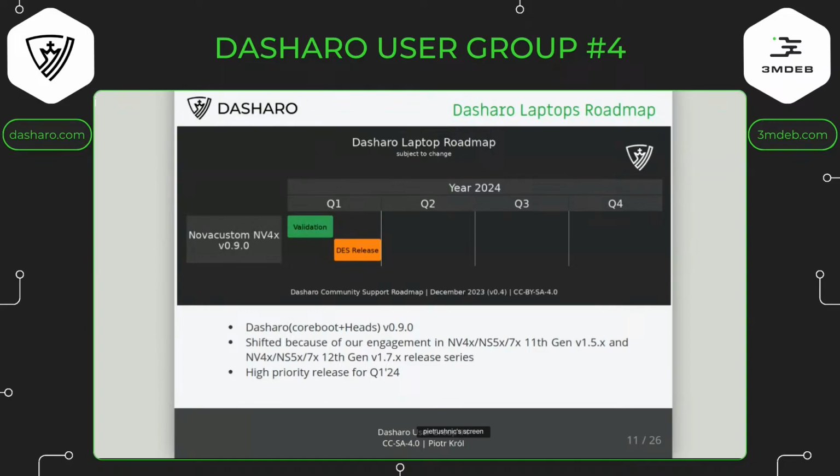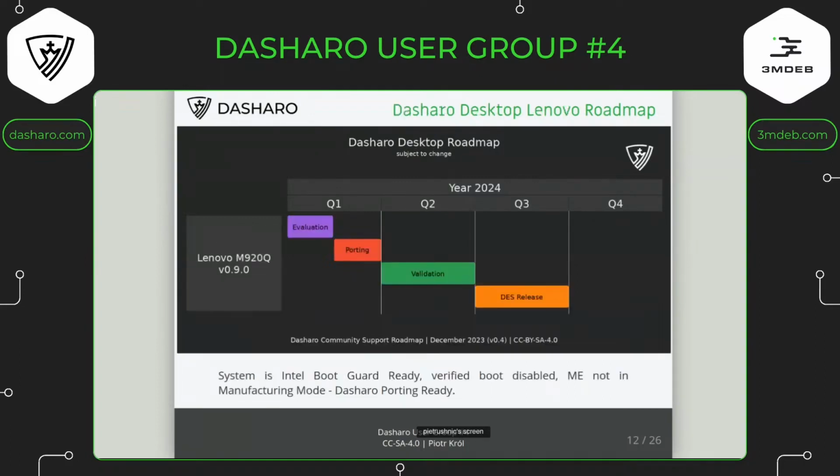But this is a very high priority release for us in Q1. If we're talking about the Lenovo, I added the Lenovo M920Q, and what we were able to do was verification that this system is Intel BootGuard ready, but verified boot is not enabled. So from one side, it is very good information. From the other side, it's not very good information.